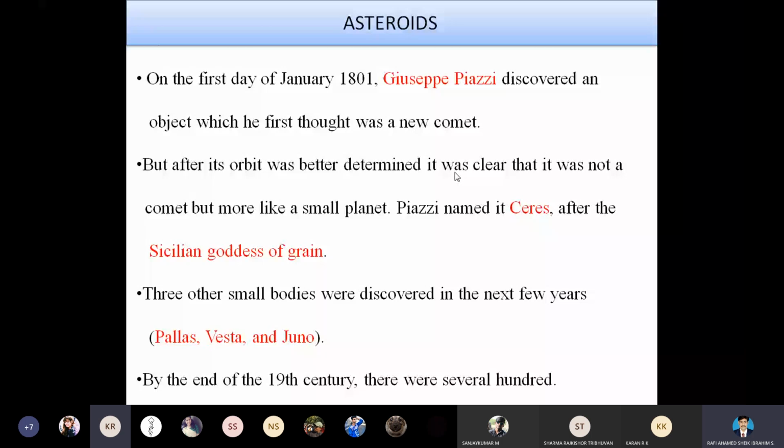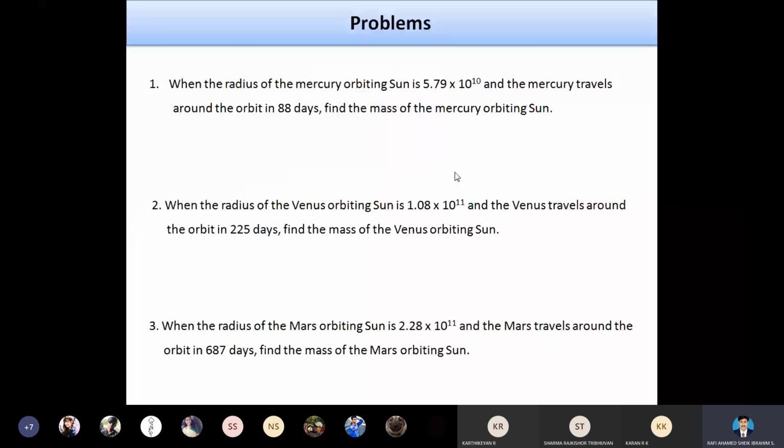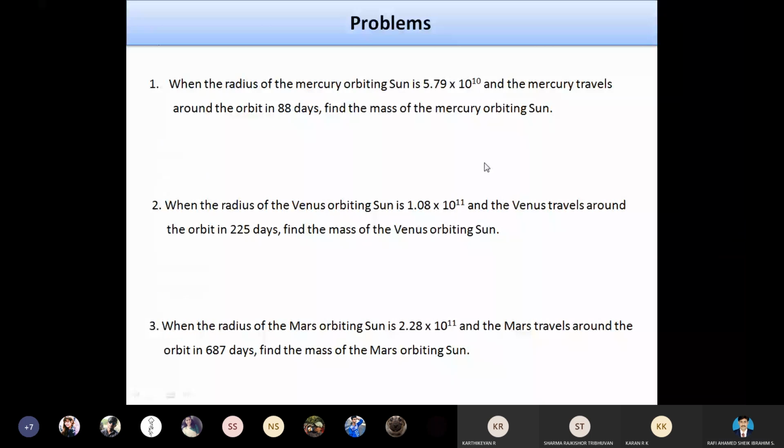Sir, I have a doubt regarding the problems. Which formula should we use? Is that 4 pi square r cube divided by G into T square? For the shown problems, for these three problems, you have to use this formula.